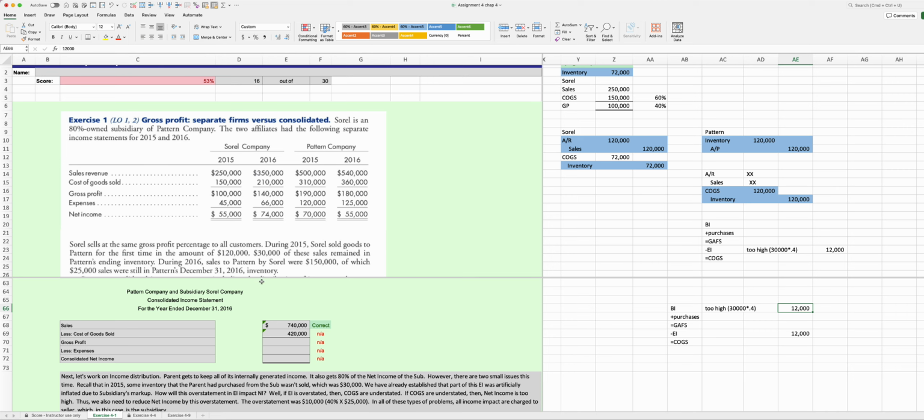So this becomes 2016's beginning inventory. And when beginning inventory is too high, then that means cost of goods sold is too high, because this is being added all along to arrive at cost of goods sold. In other words, it has a proportional relationship. So if this bit is too high, then cost of goods sold is too high. How do we fix that? We fix that by reducing cost of goods sold by the 12,000.